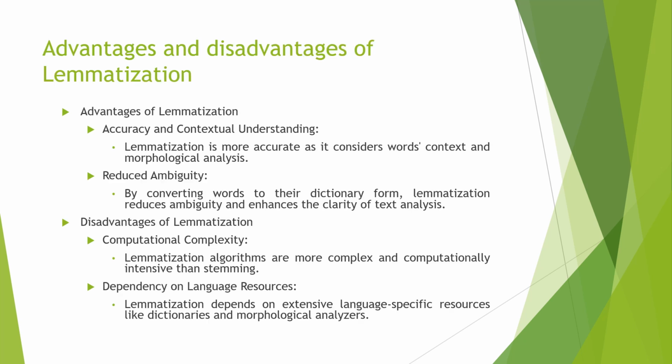So now let us discuss advantages and disadvantages. When you are mainly concerned with the accuracy and contextual understanding of the text data, then we'll prefer this algorithm, lemmatization algorithm. It considers words, context, and the morphological analysis is used to generate base form of words, which are valid words. And when you are dealing with the ambiguity, you can convert words into dictionary form, so it will reduce the ambiguity, enhances clarity of text data.